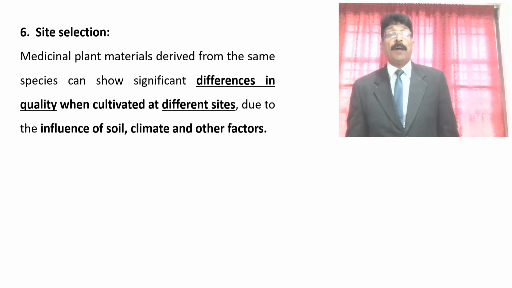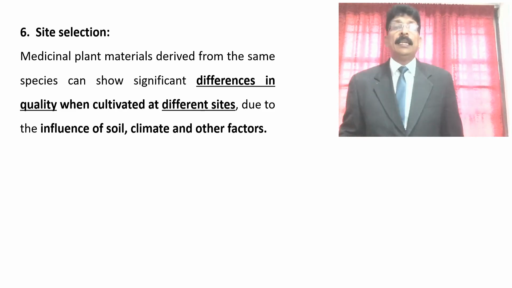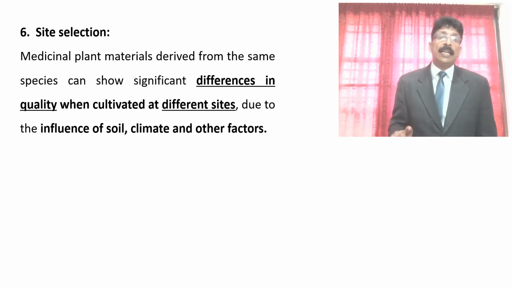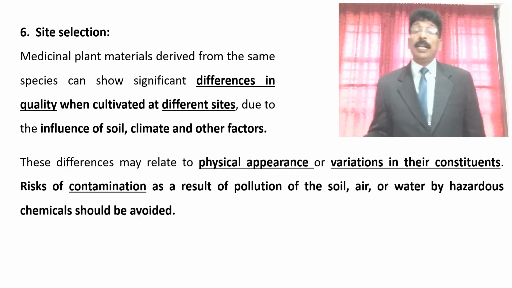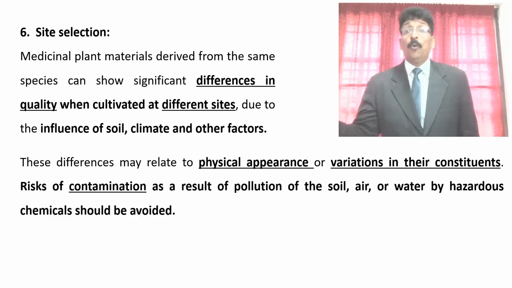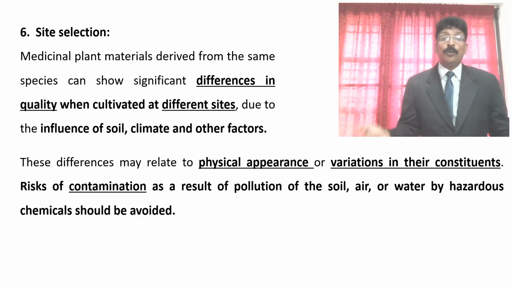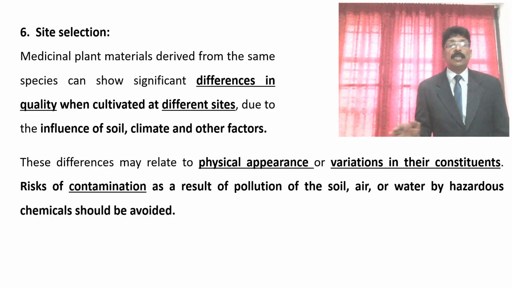Medicinal plant materials derived from the same species can show significant difference in quality when cultivated at different sites, due to the influence of the soil and the climate and other factors. The difference may be related to the physical appearance also and variety of the constituents. Variation in the amount of constituents, risk of contamination resulting in pollution of the soil, air and the water, and hazardous chemicals should be avoided.